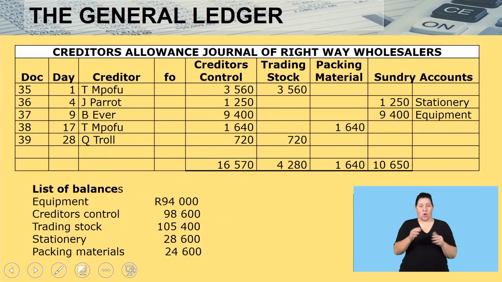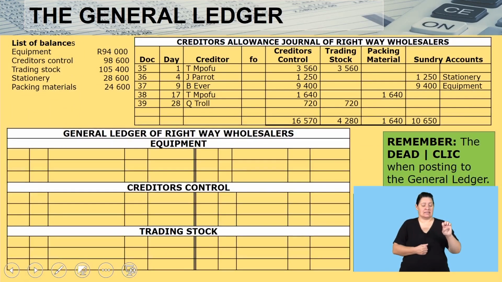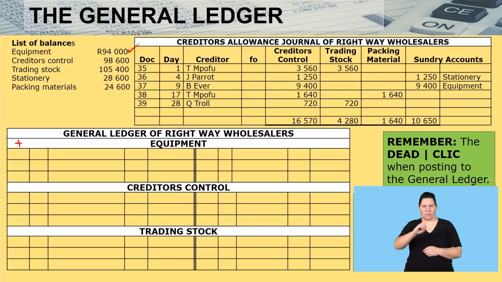Let us now see, what do we do if we are to post to the general ledger? If we are to post to the general ledger, we need to have a list of balances, which is given here already. Okay? Now, let's quickly see how we can do that. Remember the debt click, very important. The first account that we're given is equipment. Remember, it is an asset. So on the debit side, I have my plus. So I'm just going to bring the balances. Equipment, 94,000. So I'm coming here, and then I'm going to say my balance for the month of October. My balance here, balance brought down, is the 94,000 that I've just shown you.